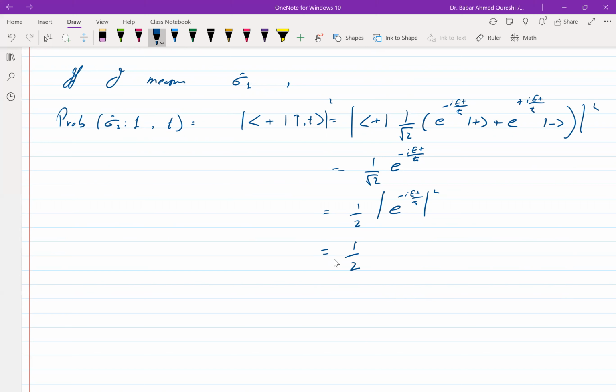So this is just half. The probabilities for plus are very different. At any time, the probability of sigma 2 being 1 is the same as sigma 2 being minus 1, and they are half. They're not changing with time. And that is because this time the Hamiltonian is an eigenfunction, it is just a multiple of sigma 1.